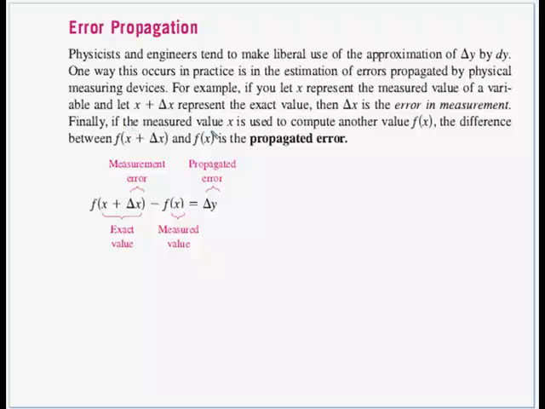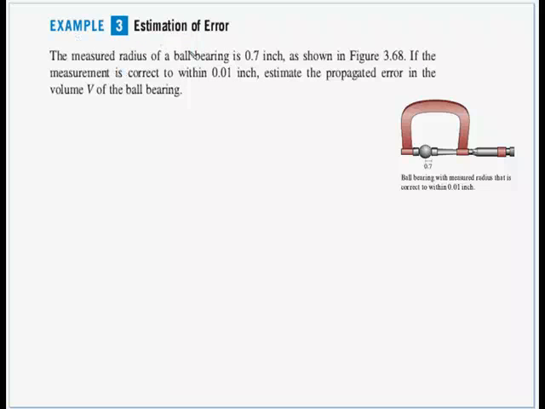Finally, if the measured value of x is used to compute another value, f of x, then the difference between the two, f of x plus delta x and f of x, is the propagated error. And here we have our f of x plus delta x, that's the exact value, and delta x is the measurement error. Minus the measured value, the true value, we get our propagated error. And this will be cleared up a little bit here in example 3.